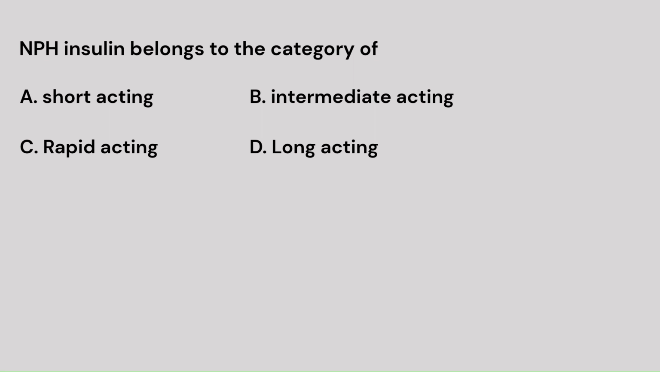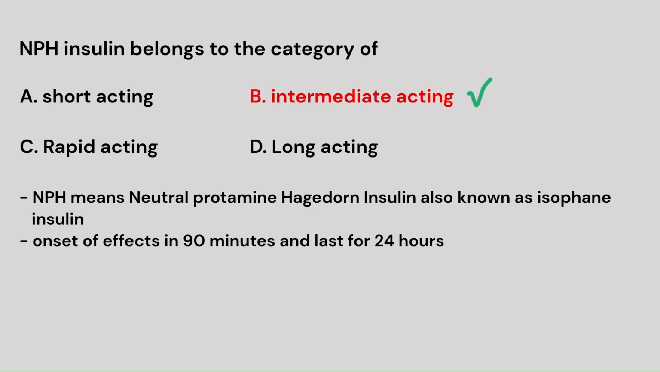Next question. NPH insulin belongs to the category of option A, short-acting. Option B, intermediate-acting. Option C, rapid-acting. Option D, long-acting. The correct answer is option B, intermediate-acting. NPH means neutral protamine Hagedorn insulin, also known as isophane insulin. Onset of effects in 90 minutes and lasts for 24 hours.